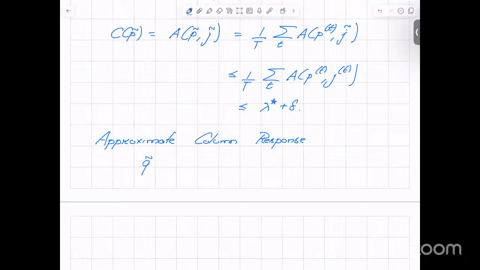So Q tilde, we'll define it to be: Q tilde of a particular J is exactly the number of T such that JT equals J, divided by T. And now let's see how we want to show the R of Q tilde for this is good enough.